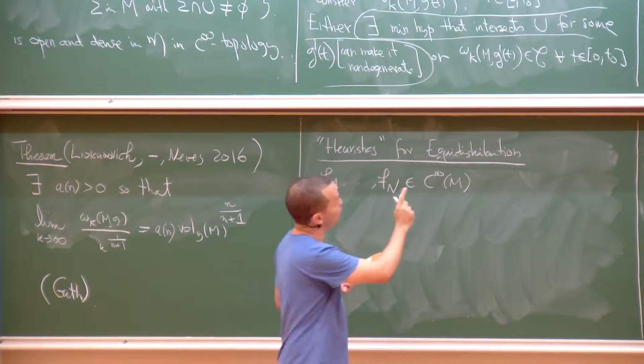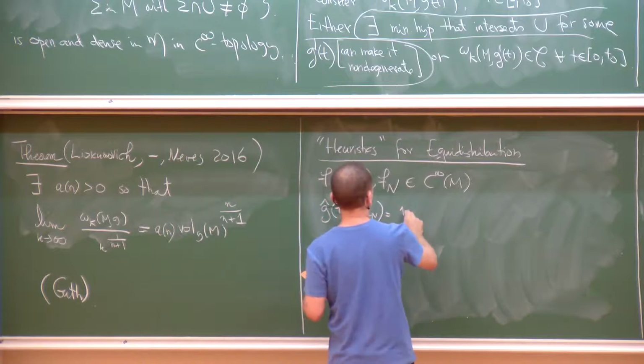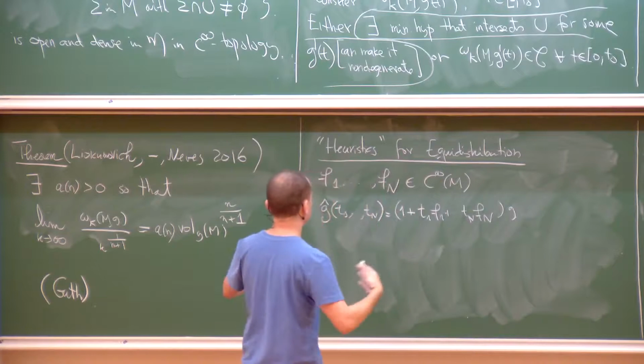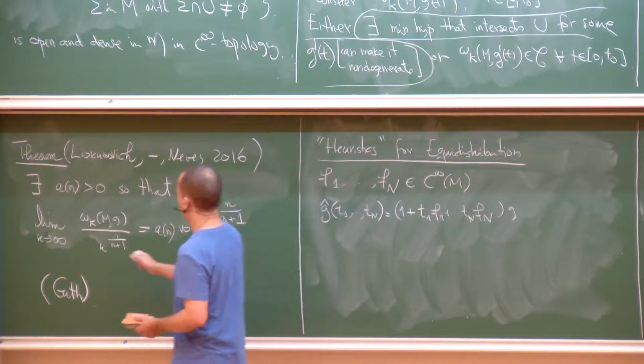So I define ĝ(t1, ..., tN) to be (1 + t1 f1 + ... + tN fN) times g. So I'm perturbing g in these N distinct directions. This is going to be a smooth metric for small t. And then we know that by the Weyl law, ω_k divided by this power is almost the volume.